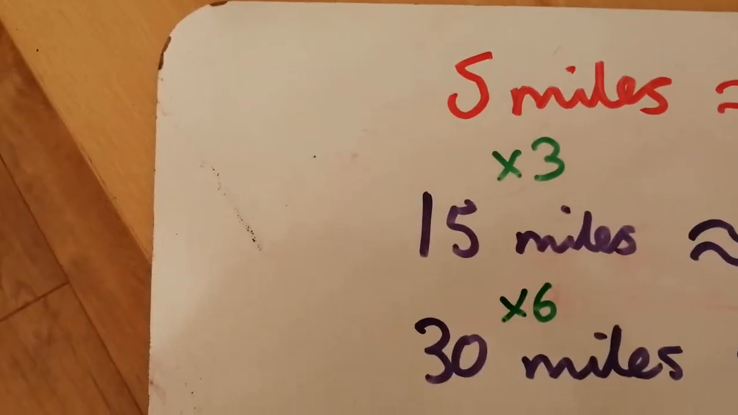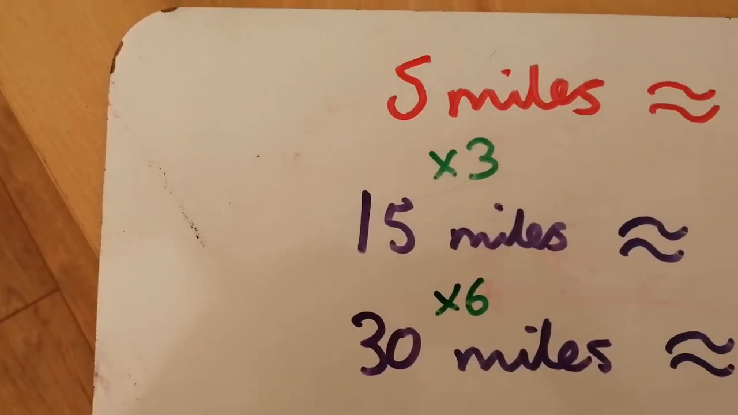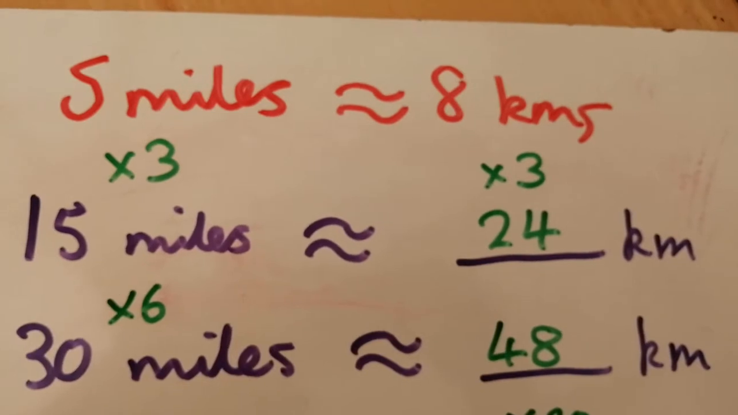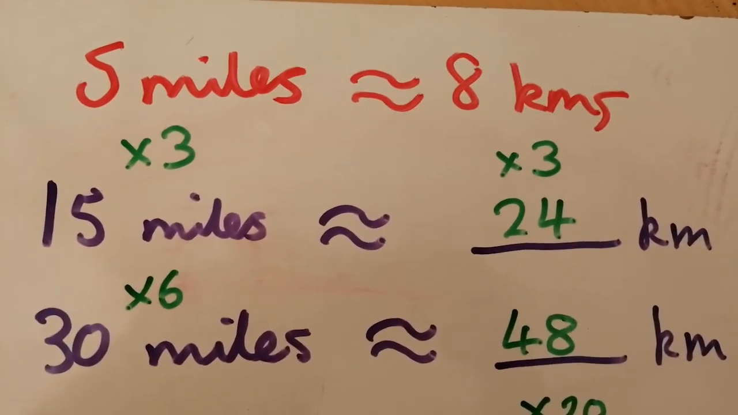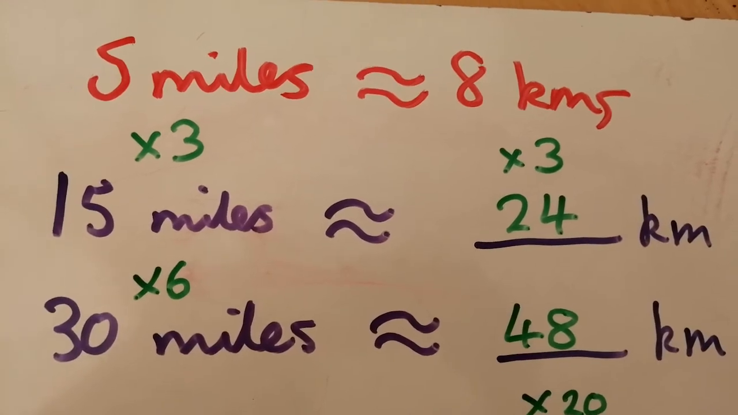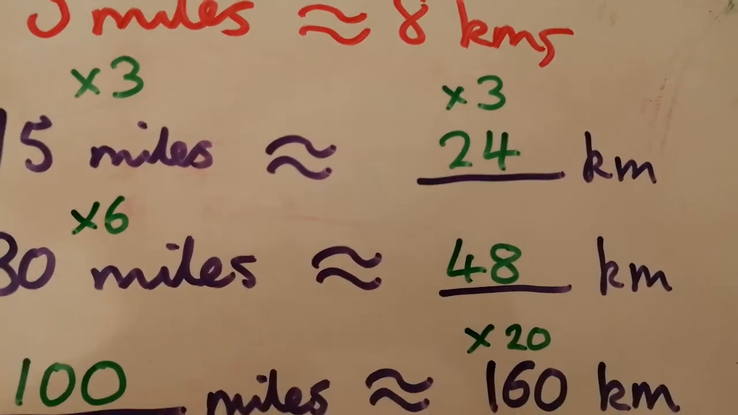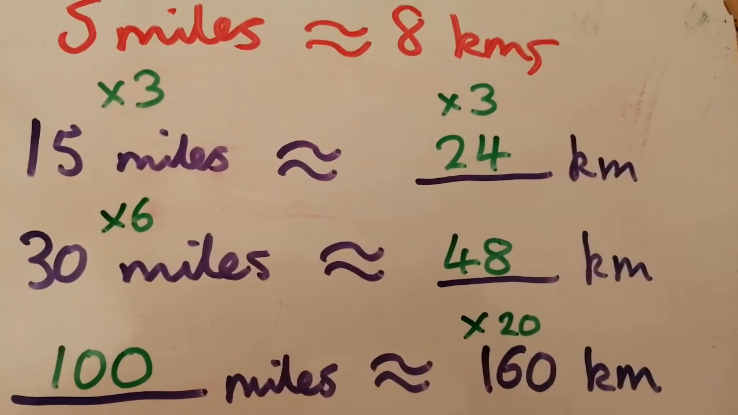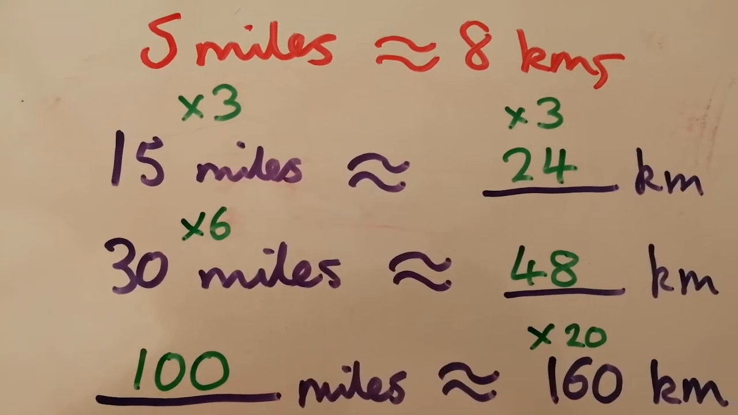For the next one, to get 30 miles, that's 6 times as many miles. So if we multiply the kilometres by 6, 6 eighths are 48. Or you could, of course, just double the previous answer. And for the last one, to get from 8 kilometres to 160 kilometres, you'd need to multiply by 20. So if we do the same with the miles, 20 times 5, 100 miles.